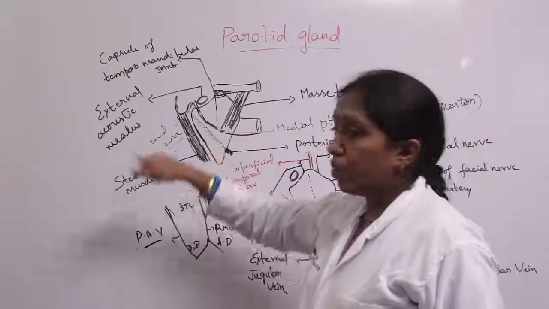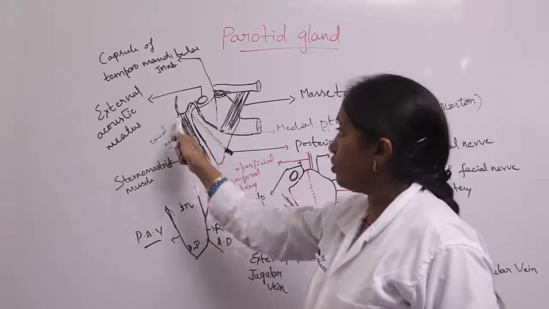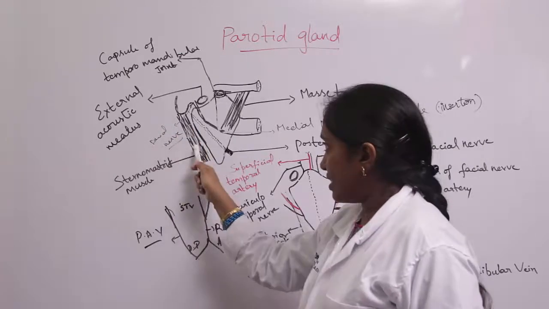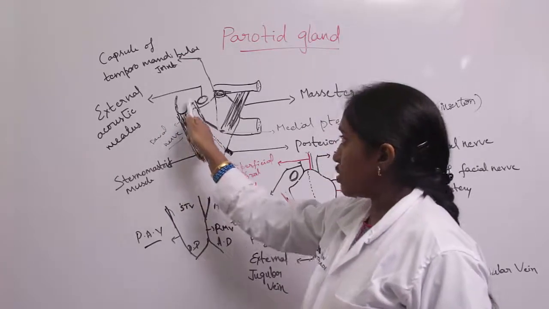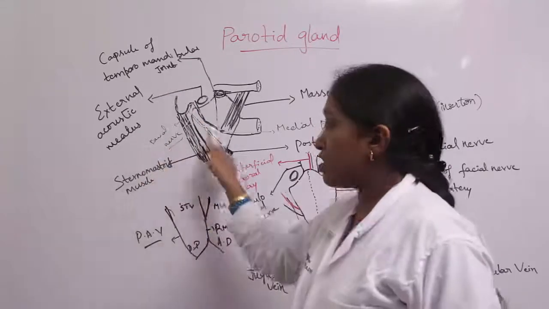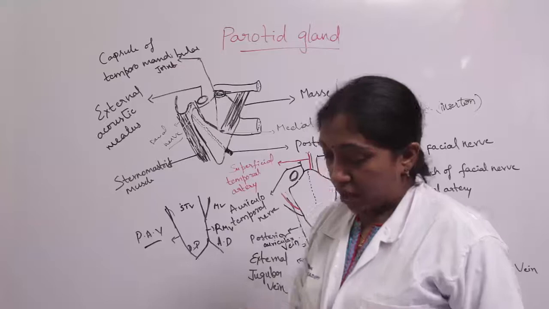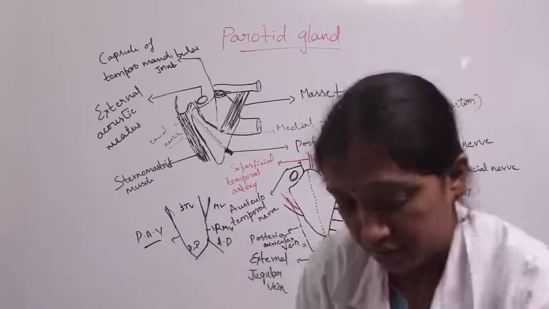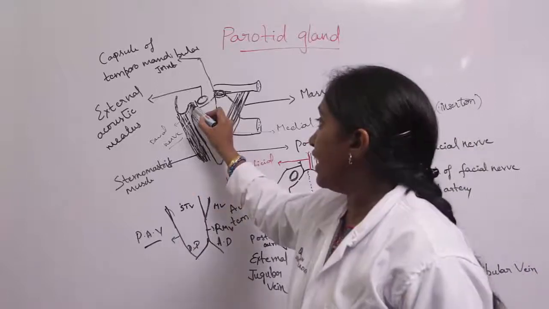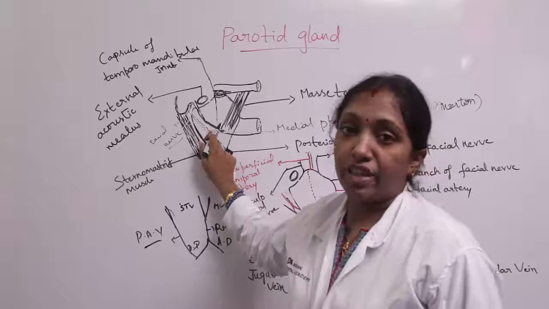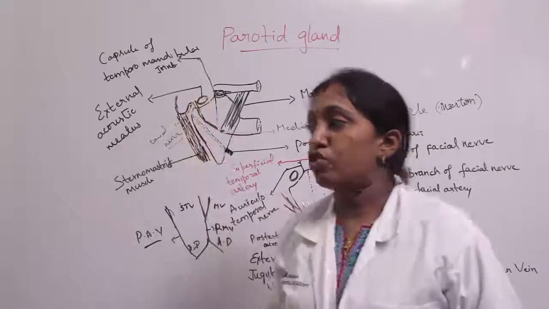So the posteromedial surface is related to the mastoid process, the sternocleidomastoid muscle, and the styloid process, the stylomastoid foramen where the facial nerve emerges, and also the styloid group of muscles. And the facial nerve enters into the gland by emerging through the posteromedial surface. So that's about the posteromedial surface.